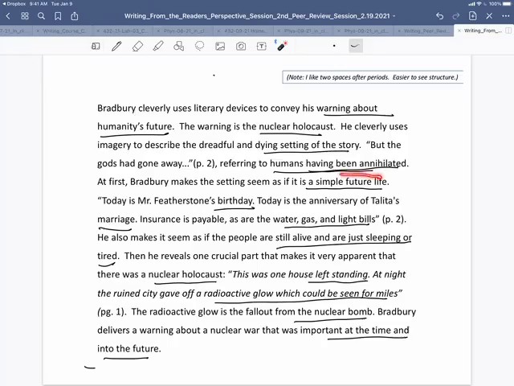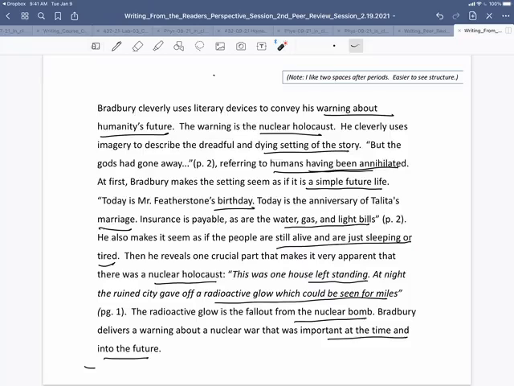Then there's this middle section where it's a simple future life, birthday, water, gas, and light bills, still alive and just sleeping or tired. So this is the contrast, that this is what I'm taking away as a reader. And then we get to a nuclear holocaust, only a few things left standing, the radioactive glow, nuclear bomb. And then finally the warning.